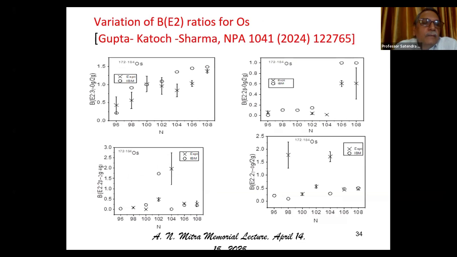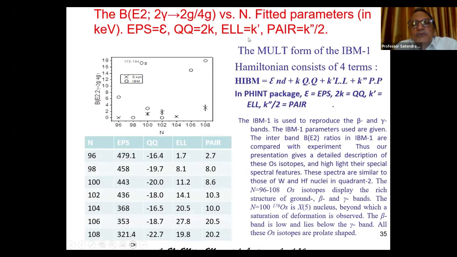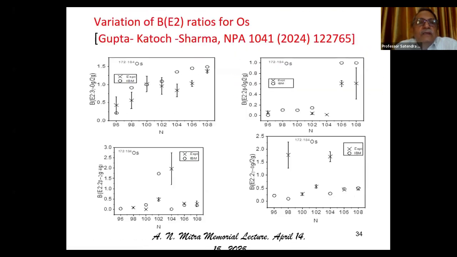Now here again, four B(E2) ratios are shown. On the left-hand side, 3 gamma to 0 2, where the cross is experiment and the open circle is IBM, and the error bar is shown if there is an error. Down is 2 beta to 2 ground by 4 ground. On the right-hand side, 2 beta to 0 ground by 2 ground and 2 gamma to 0 ground by 2 ground. So four B(E2) ratios are represented well. Next slide, please.